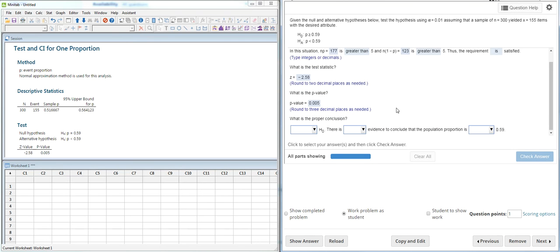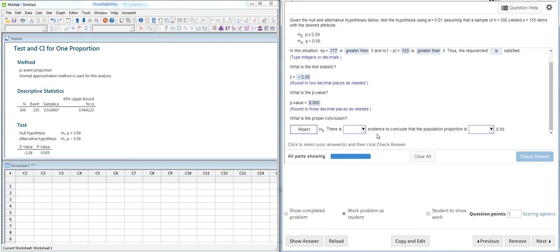Oh, nice work. Awesome. So we need to talk about what to conclude now. They gave me earlier my alpha value is 1%. So I need to be using that to compare to my p-value. So what am I going to do? Well, my p-value is small because it is less than my alpha. And when you have a small p, you should reject that H0.